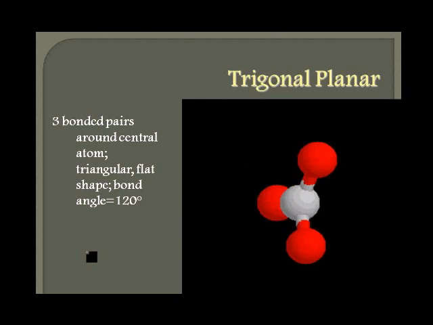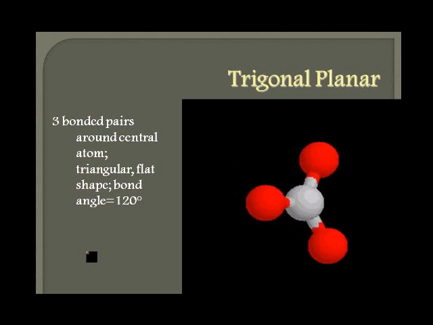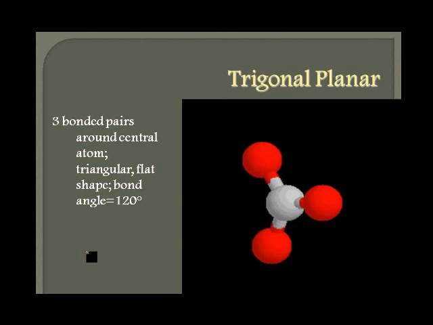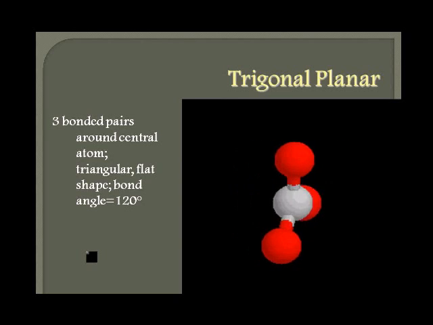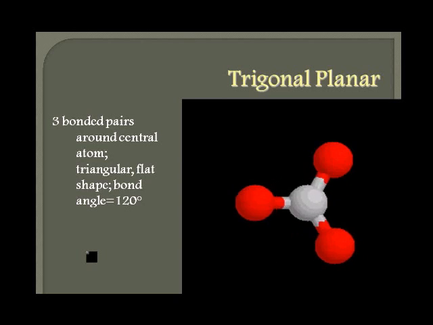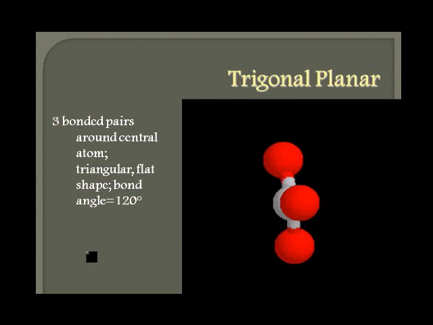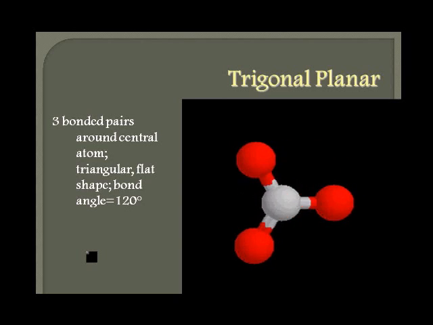If we have 3 bonded pairs around the central atom, the shape is what's called trigonal planar. This is a triangular flat shape with a bond angle of 120 degrees.